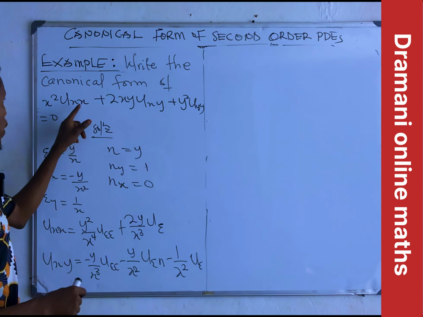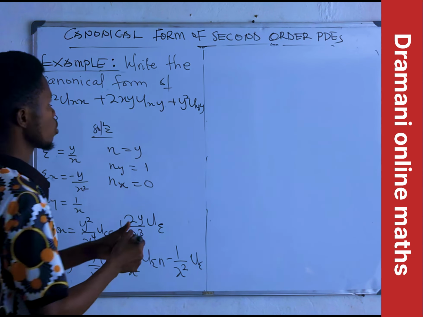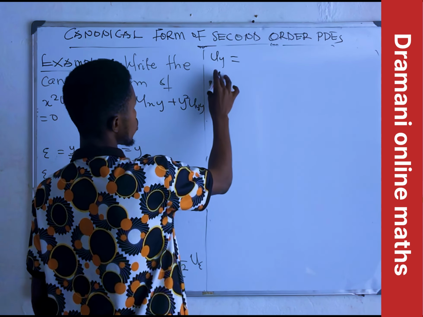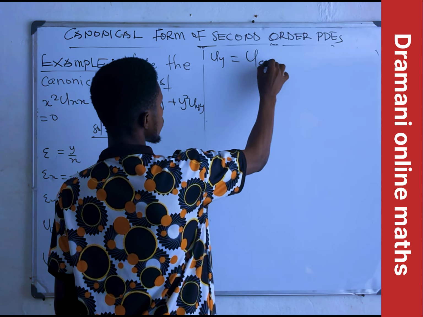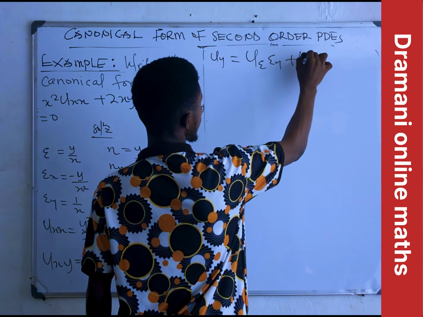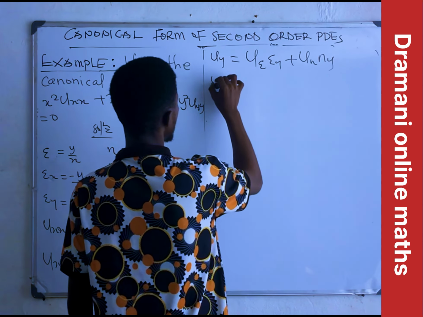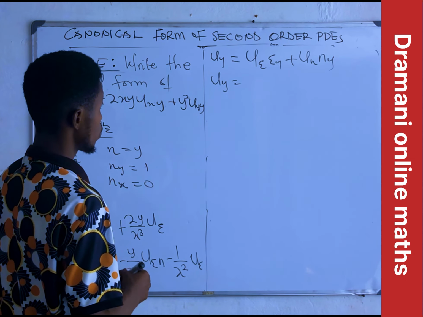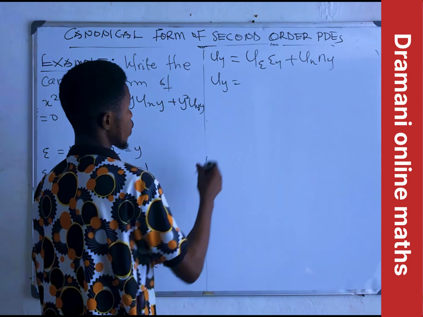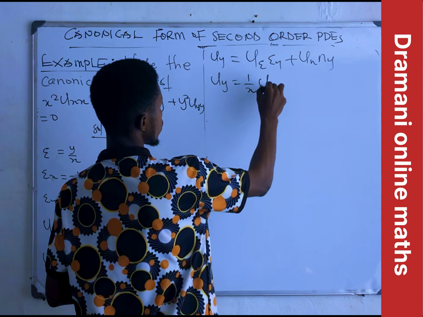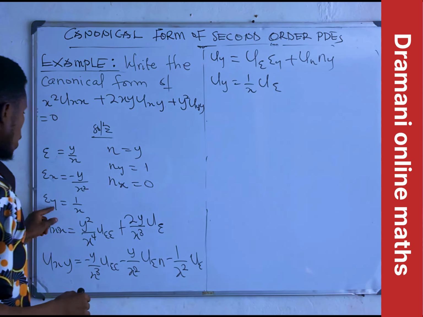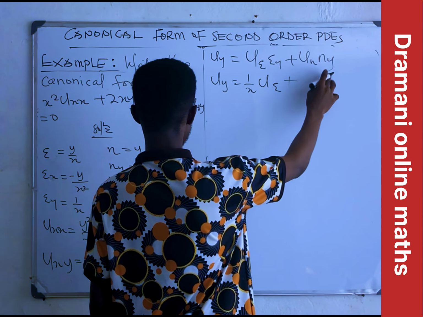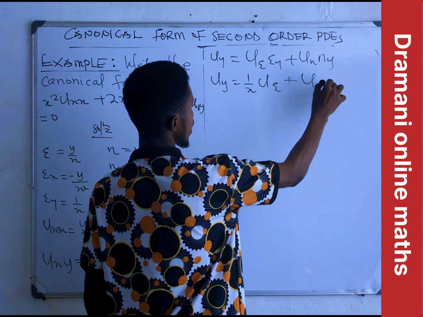So now we have u_xx and u_xy. So you need to find u_yy. Okay, but first you need to find the u_y, which is u_ξ ξ_y plus u_η η_y. So we know ξ_y to be 1 over x. So here will be 1 over x u_ξ. That's ξ_y is 1 over x plus η_y is 1. So 1 times this will be u_η.